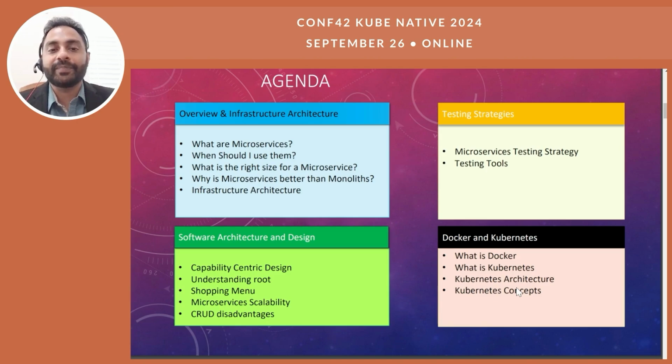The agenda today is basically to go over the overview and infrastructure architecture of microservices. What are microservices? When should we use them? What is the right size for a microservice? Why is microservice better than monoliths? Infrastructure architecture. Then we will go over the software architecture and design, capability-centric design, understanding the root, and a small example of a shopping cart, the microservice scalability, the disadvantages with the CRUD, and then we will also discuss the testing strategies with microservices, like microservice testing tools. And finally, we will discuss what is Docker and Kubernetes, and we will go through the Kubernetes architecture and the Kubernetes concepts.